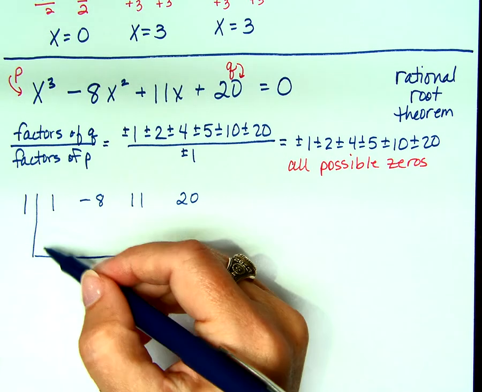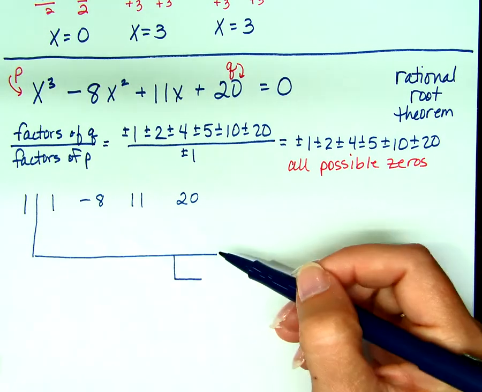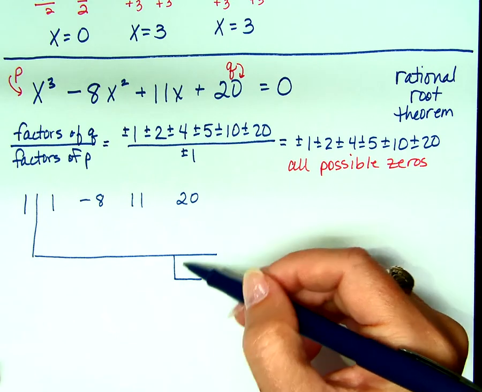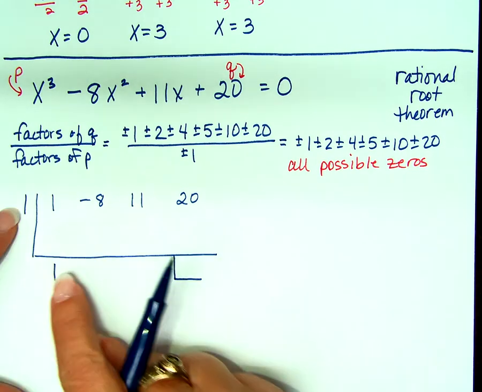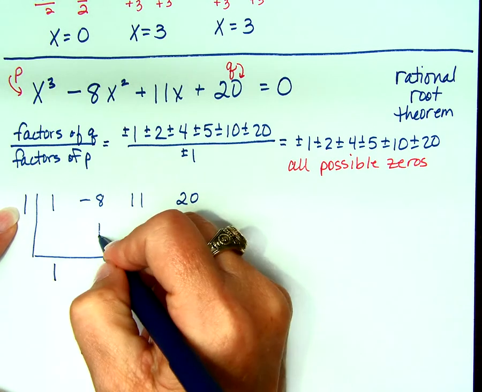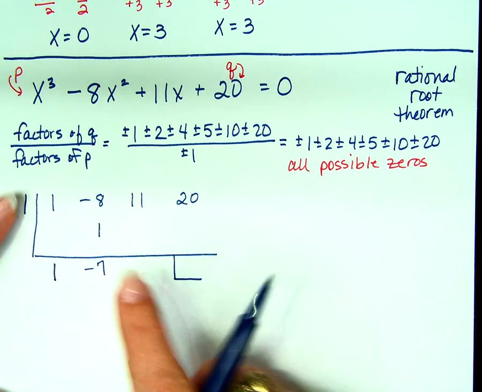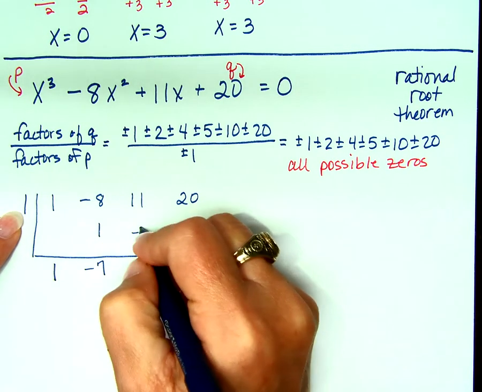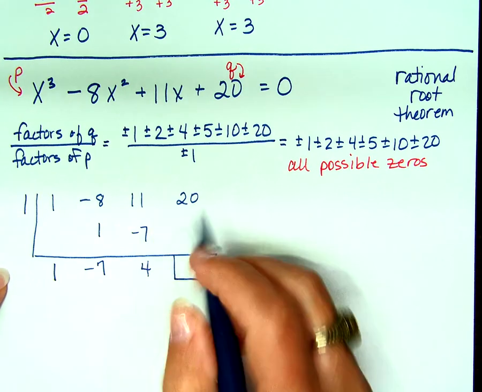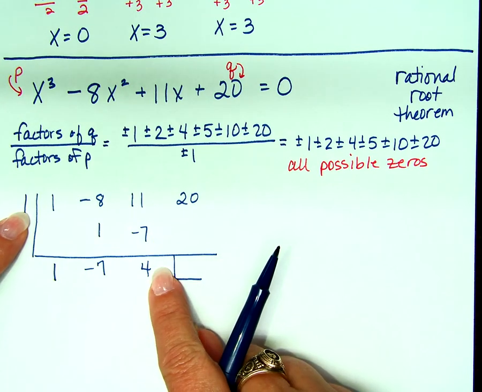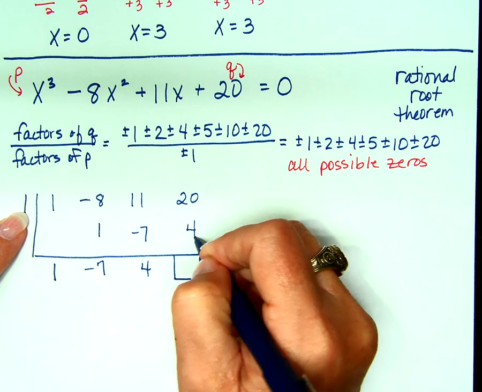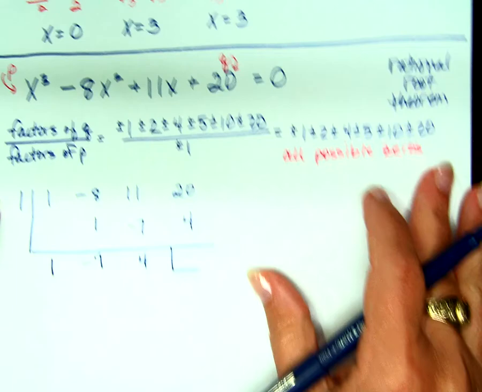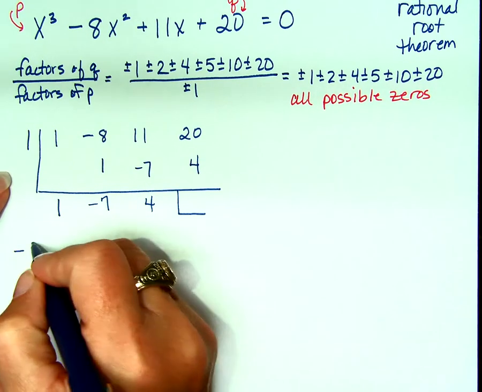So let's try to do one of these synthetic division problems, and we want a 0 right here. So bring down the 1, multiply, write it here, add. Multiply, write it here, add. Multiply, uh-oh. What's going to happen? Am I going to get a 0? Okay, so I stopped that one. Let's try negative 1.